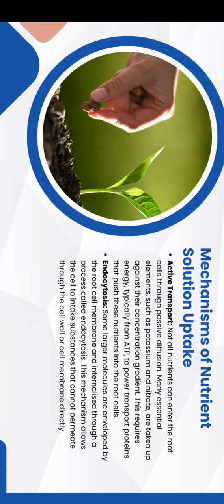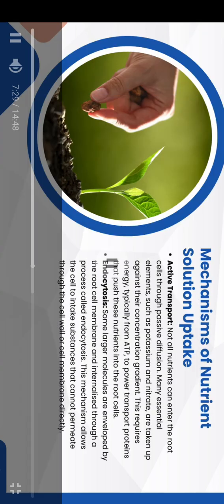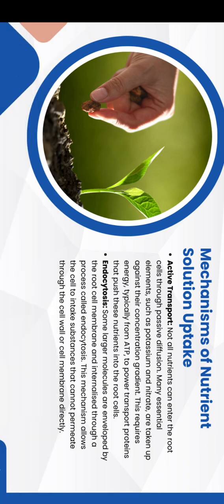Active transport. Not all nutrients can enter the root cells through passive diffusion. Many essential elements, such as potassium and nitrate, are taken up against their concentration gradient. This requires energy, typically from ATP, to power transport proteins that push these nutrients into the root cells.